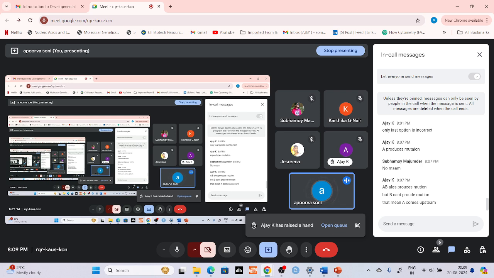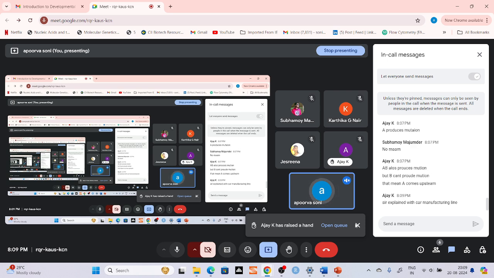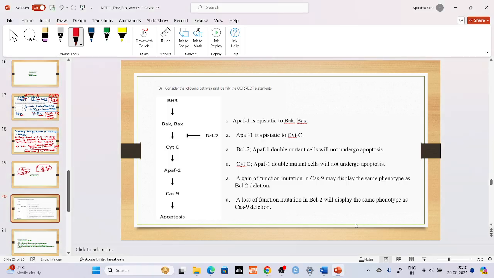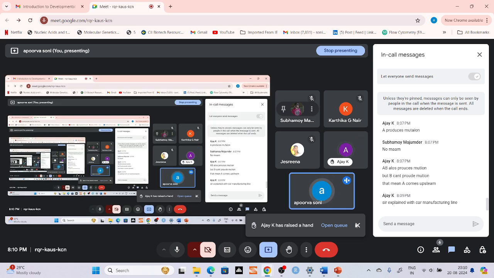Okay. So Ajay, you want to say something? Okay, I think you wanted to say what sir explained with the car manufacturing line. Yes, yes, sir explained with the car manufacturing line. That is, yes, that's correct. Okay, so now we'll start this question by Madam, first understanding. Yes, sorry. Ajay, you want to say something?